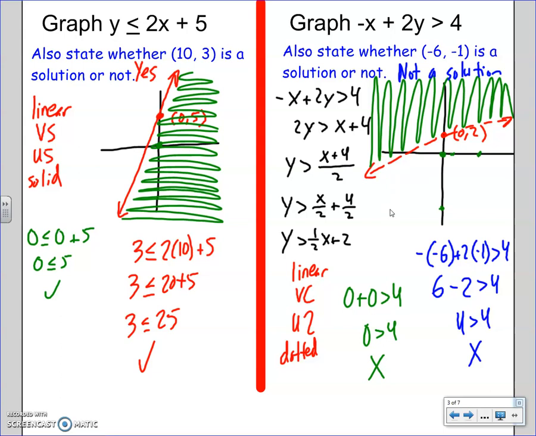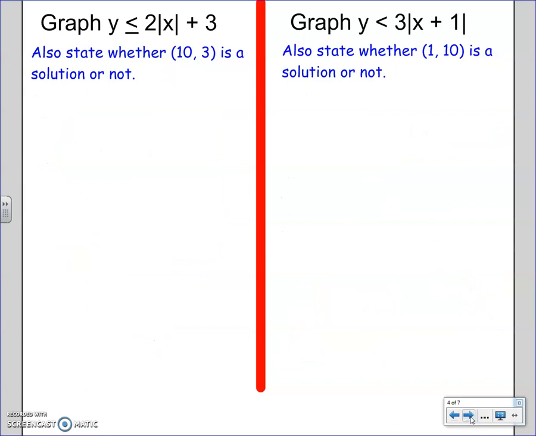All right, we'll do the exact same thing for absolute value. So we see the bars. That means absolute value. It's a V shape. I'll do that, absolute value. There's a 2, that's a multiplier, that's A. That's vertically stretched, so taller and skinnier. And that plus 3 is the K, that's up 3. And this is closed, so it's a solid line.